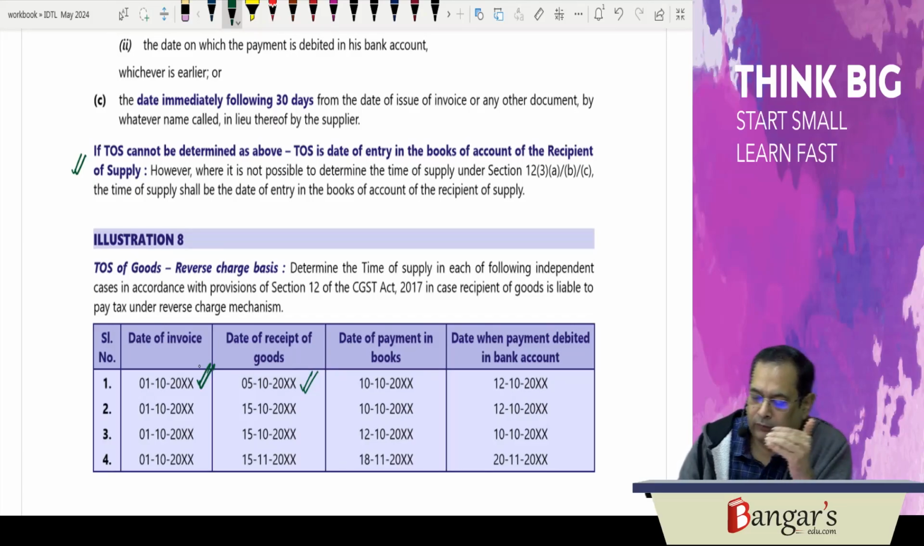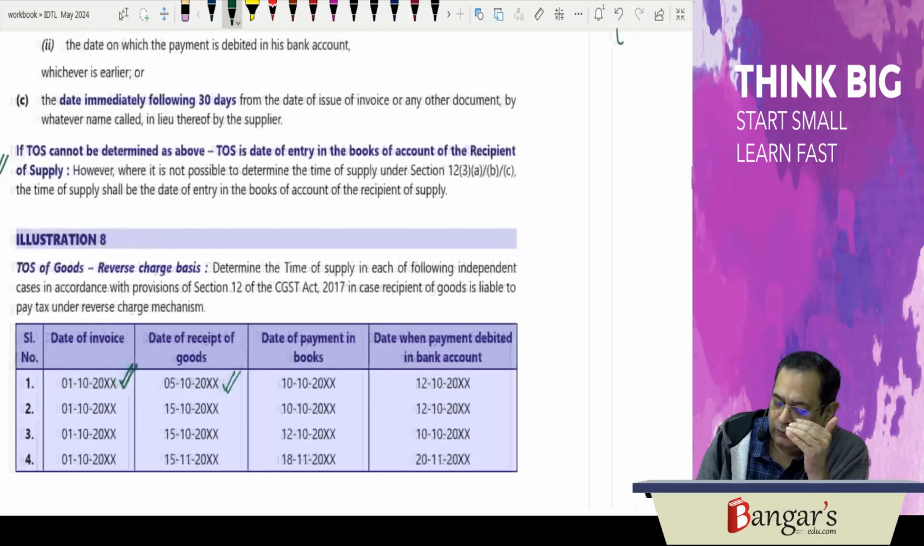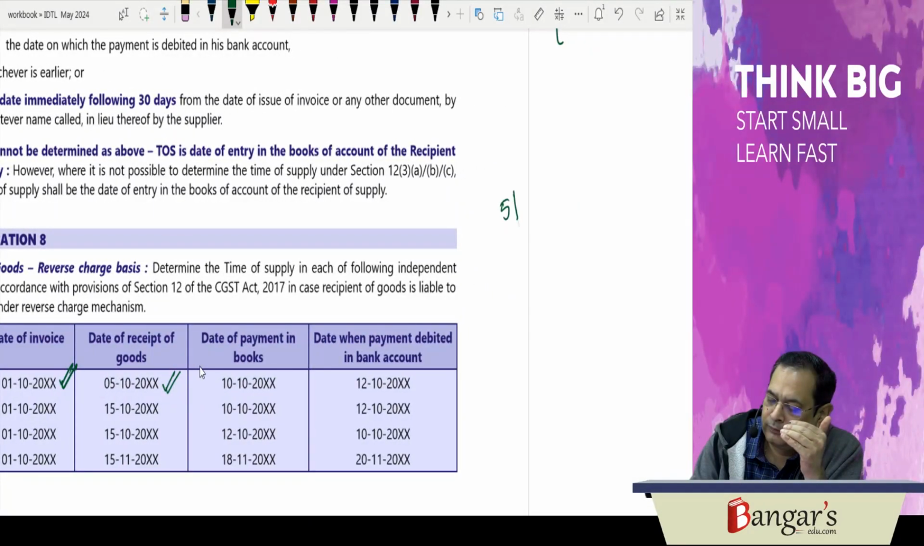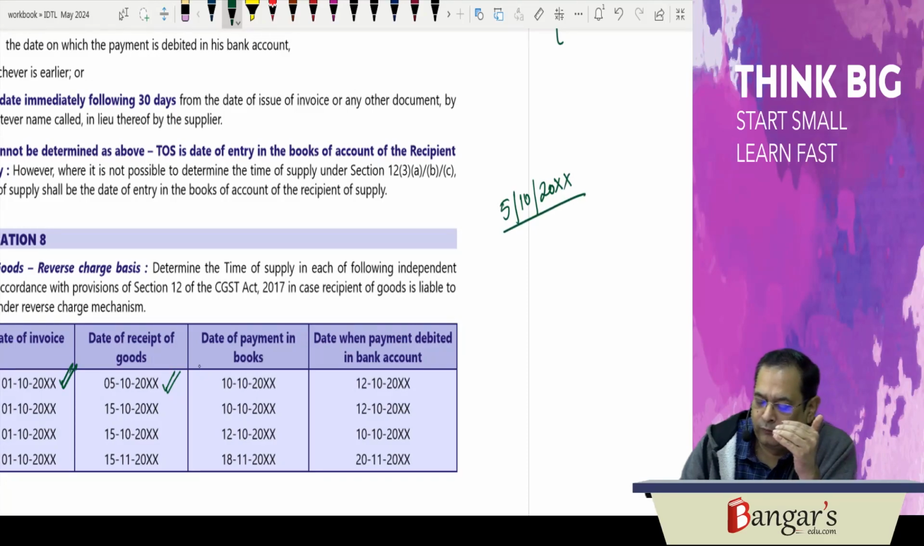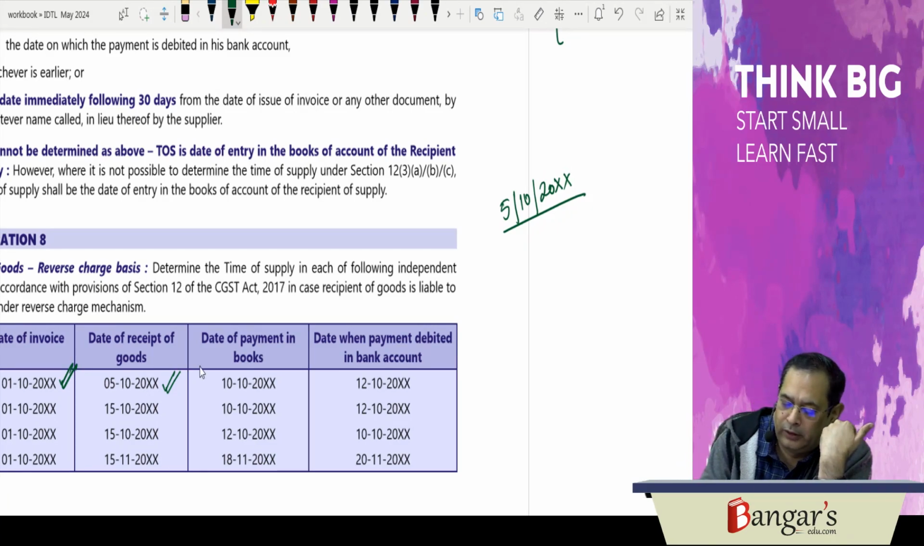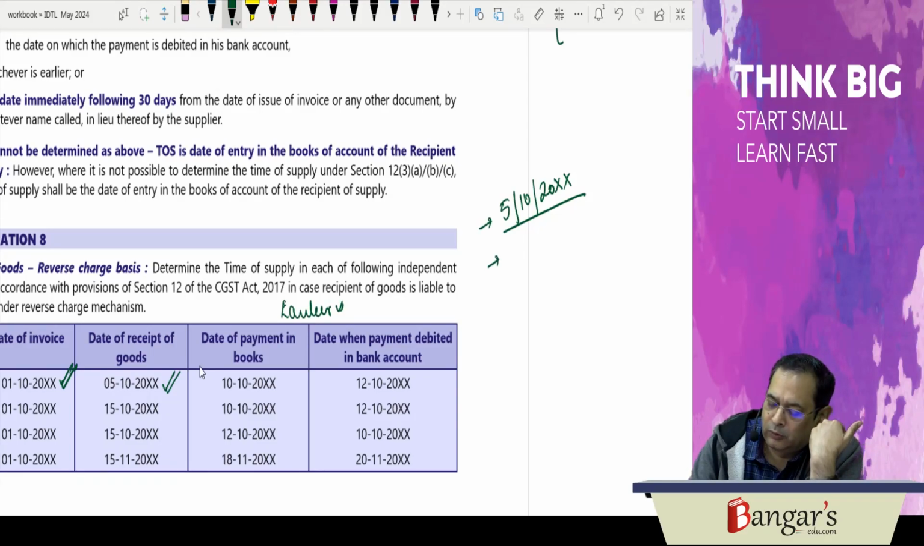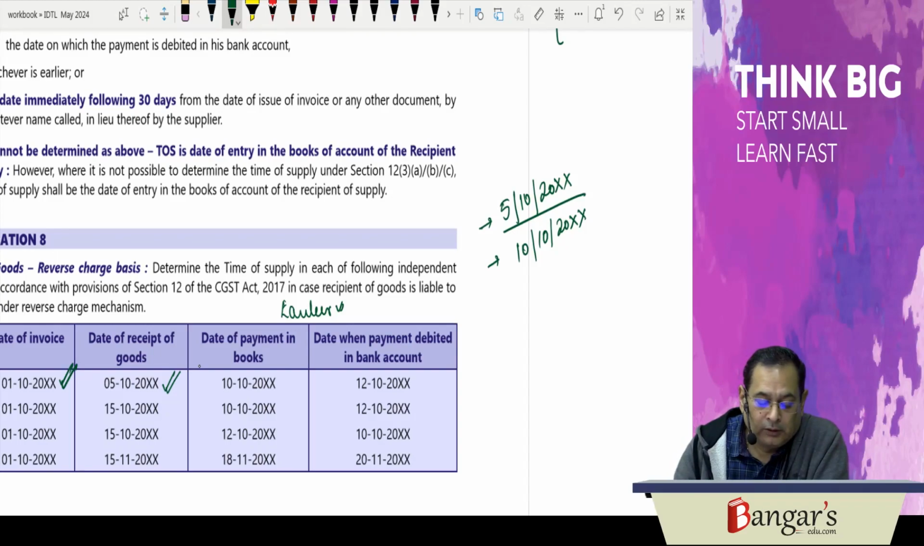RCM here, tax is to be levied under RCM. It is the date of receipt of goods. What will be the time of supply? Date of receipt of goods is 5/10. Date of payment, that is when the payment has been made in the books or when the payment has been debited in his bank account, whichever is earlier. Number 1 is this, number 2 is 10/10, and number 3 is the 31st day from the date of invoice.